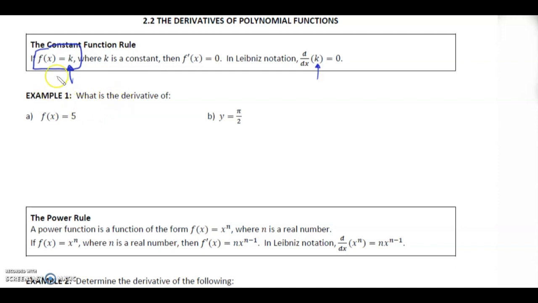So example 1, what is the derivative of f at x equals 5? Well, f prime at x equals 0 because 5 is a constant. Now, what is the derivative of y equals pi by 2? Well, pi by 2, we know that's radians. It's a radian measurement for 90 degrees. So we can either do y prime equals 0, but a better way for the notation, because this is written in y, is dy by dx equals 0.